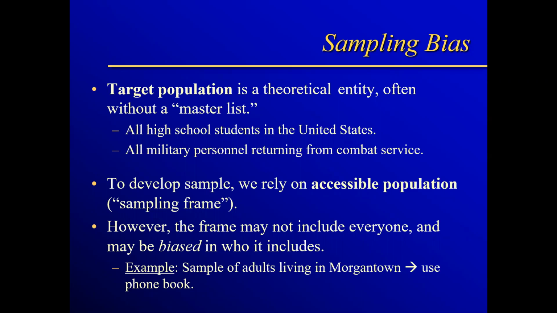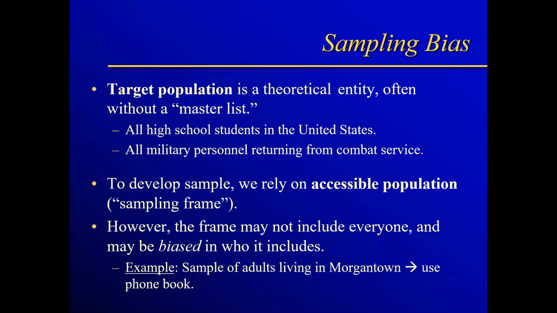Yeah, so I like this example at the bottom. To develop a sample, we rely on something called an accessible population, right? Who do we have available that we can access? However, this accessible population, the sampling frame, may not include everyone, and it may be biased in who it includes.